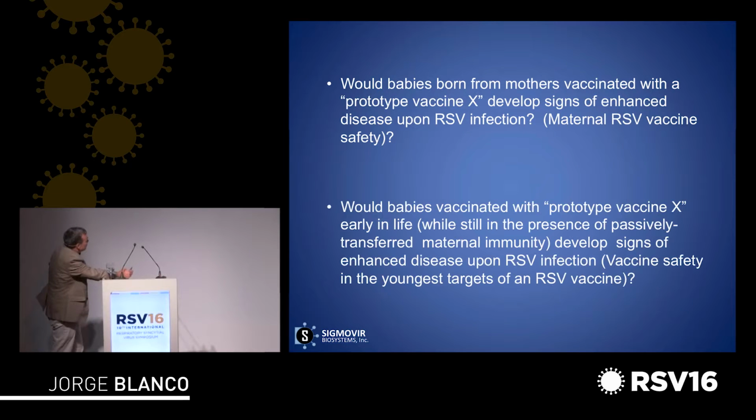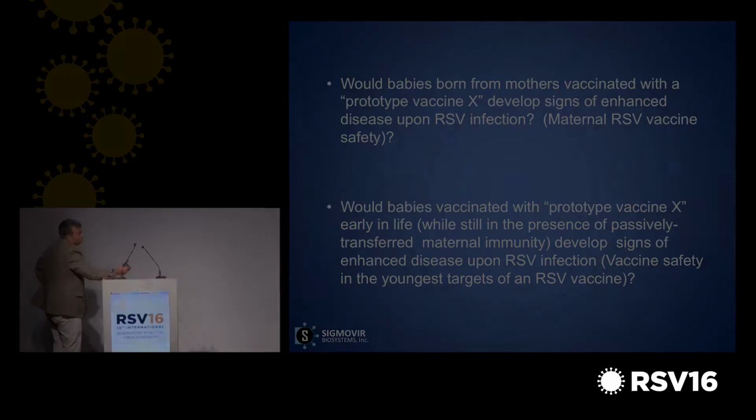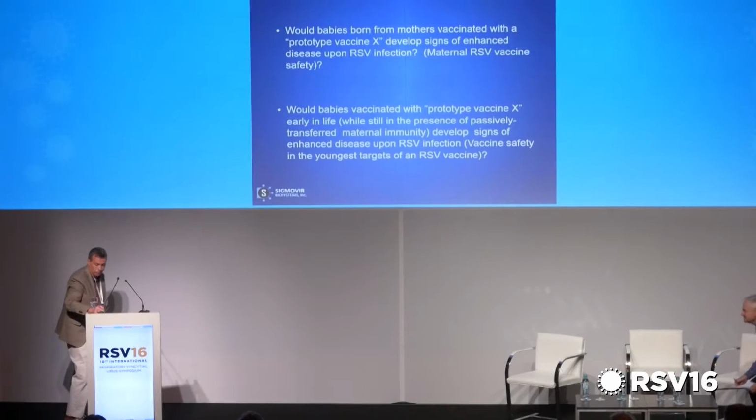At the same time, we ask, would babies vaccinated with prototype vaccine X early in life, while still in the presence of passively transferred maternal immunity, develop signs of enhanced disease upon RSV infection? These are questions that have not been answered in models and need to be taken into consideration for several different populations of vaccines. So I will leave this here.